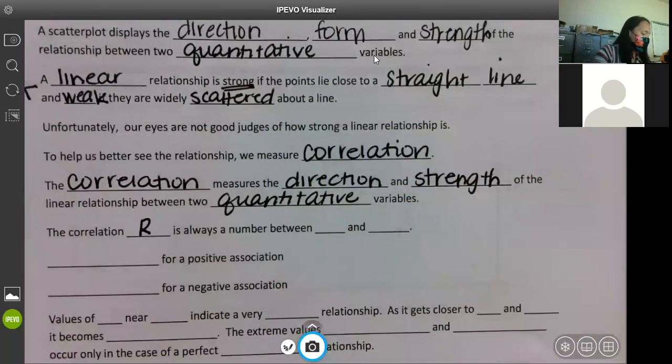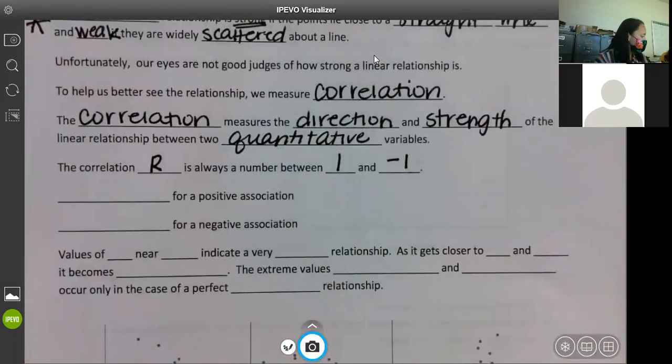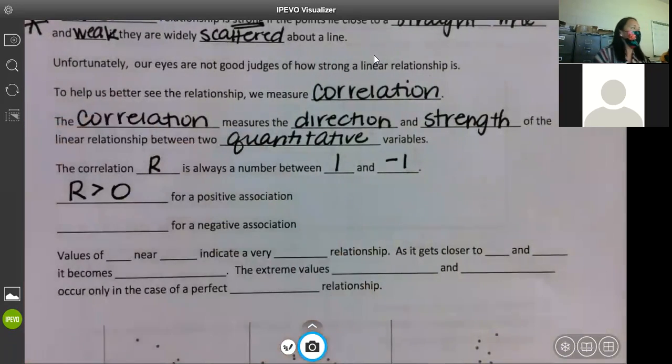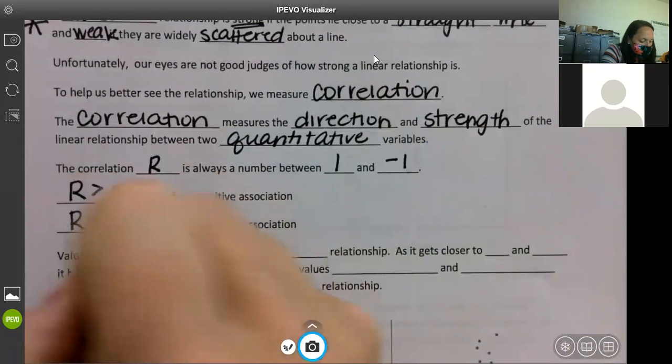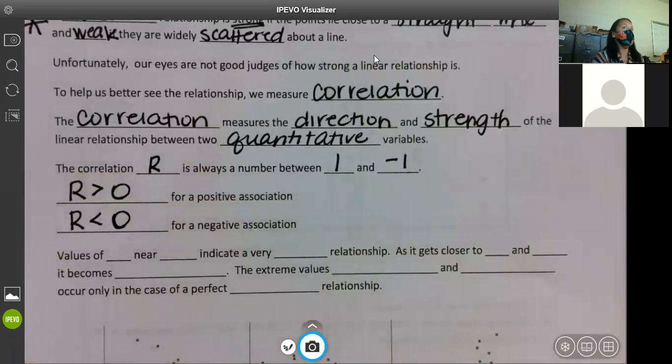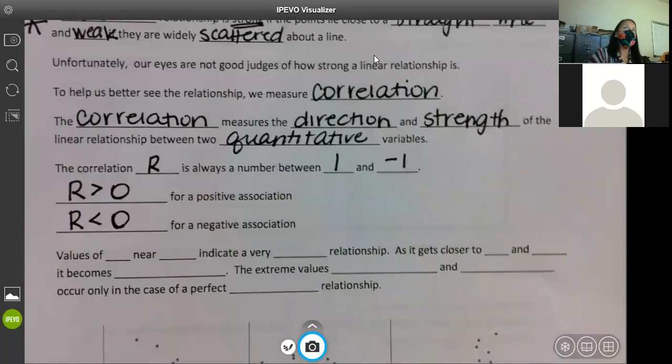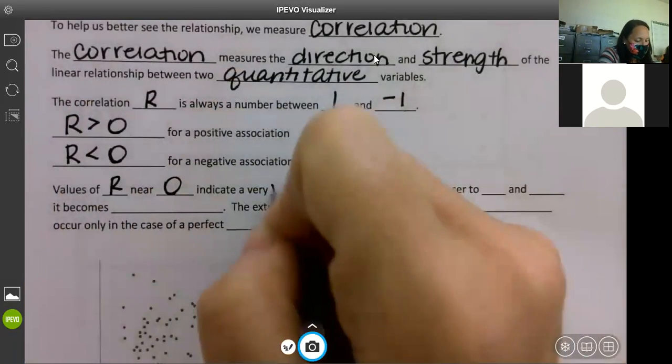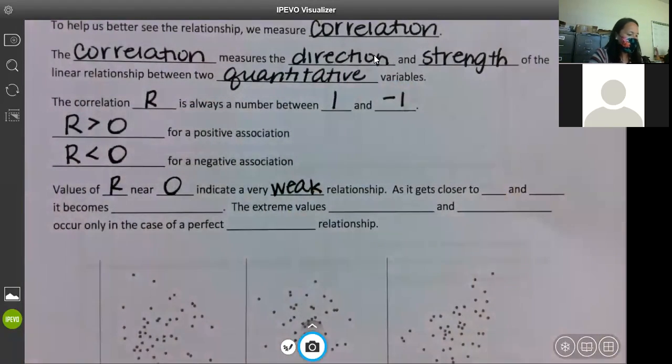The correlation R is always a number between 1 and -1. For a positive association, R has to be greater than 0 because values greater than 0 are positive numbers. And for negative, it would have to be less than 0 because numbers less than 0 are negative. Values of R near 0 indicate a very weak relationship. As it gets closer to -1 and 1, it becomes stronger.